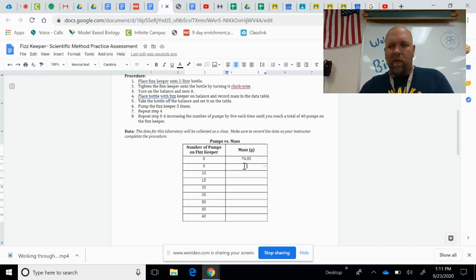Then I'm going to take it off, pump it 5 more times. 1, 2, 3, 4, 5. Weigh it again. 76.43 grams. Take it off, pump it 5 more. 1, 2, 3, 4, 5. And this time I get 76.46 grams.